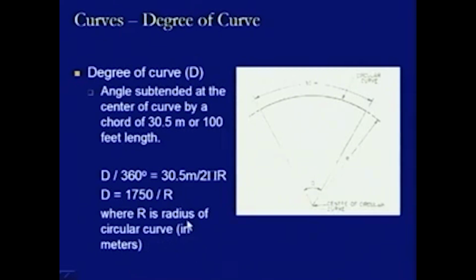So, if we know the radius of the circular curve in meters, then by using this equation, d equals 1750 divided by r, we can find out the degree of the curve. And similarly, if we know the degree of the curve, then we can also calculate the radius of the curve using the same formula. There are a number of computations where the radius of the curve is to be used, and in that case, if the degree of the curve is provided, using this formula we first compute r and then use that value in the further equations.